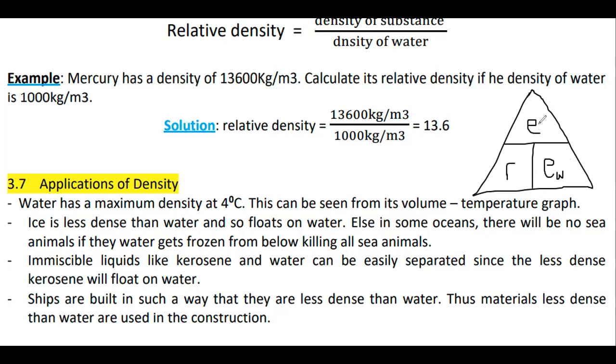You can use this. They can ask you to find the density of a substance. The density of the substance will just be equal to its relative density times the density of water. For example, if they say you should find the density of mercury when they have given the relative density to be 13.6, just multiply its relative density by the density of water. That will give us 1,000 kilograms per cubic meter times 13.6, which is 13,600 kilograms per cubic meter.